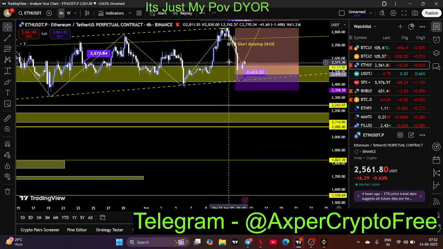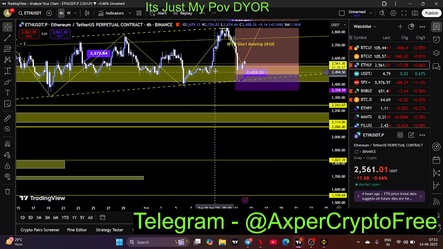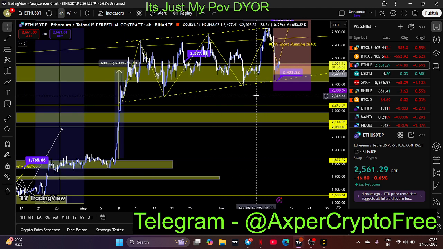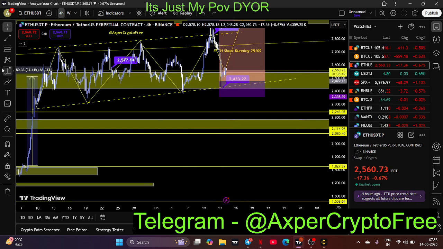$2433, and we close it once a 4-hour candle closes below $2430, but it's holding. It will hold because it's a support of Ethereum. We may see once again Ethereum dump from 2560 to 2547. It doesn't mean Ethereum is going to break down this support trend line.